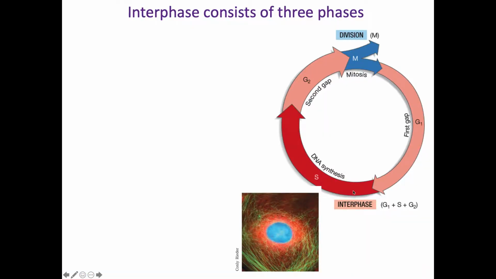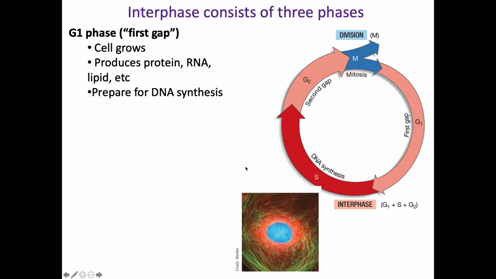This second stage here, with the dark red, is known as the S phase, and this is when DNA is synthesizing. A common misconception is that DNA is replicated during mitosis, but that is certainly not true. It happens prior to mitosis, during S phase. So let's walk through the different stages of interphase.